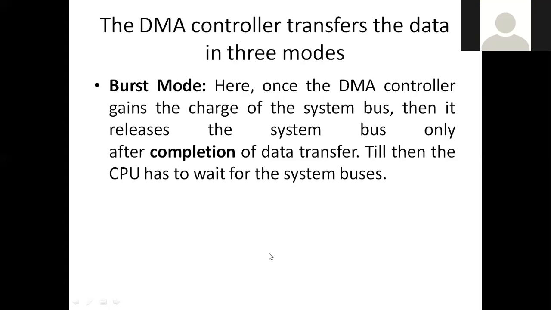The simple thing is the DMA controller will take control over the buses, and once control is given by the processor, it will not disturb the DMA controller. Whenever the data transmission is finished, only then can the processor get control over the buses. So this mode is called the burst mode. And the next one is called the cycle stealing mode.